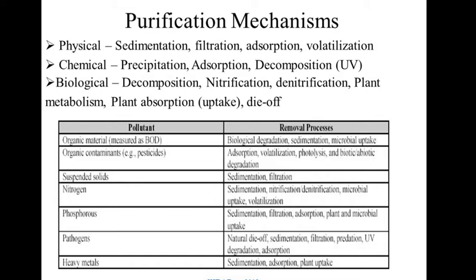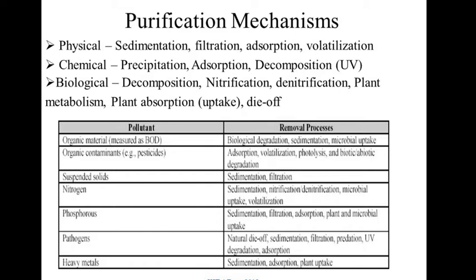Suspended solids. How to remove suspended solids? Suspended solids can be removed by sedimentation and by filtration. Nitrogen can be removed by the nitrification and denitrification process. Phosphorus can be removed by the filtration and adsorption process. Pathogens can be removed by natural die-off, sedimentation, filtration, and degradation. And heavy metals can be removed by sedimentation and adsorption.